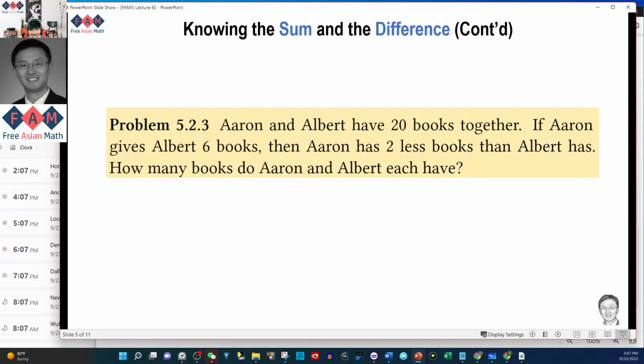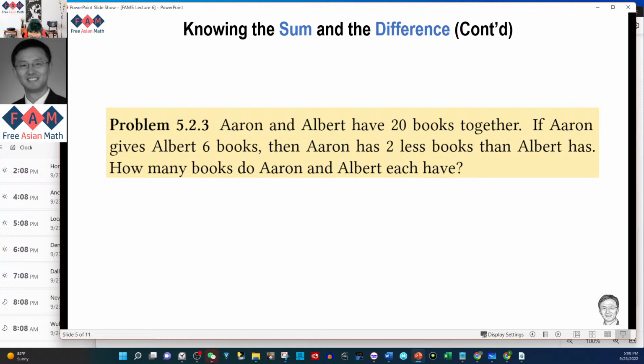So now what is the current situation? They still have 20 books in total, but Aaron has 2 less books than Albert. Of course, this is with the hypothesis. So let's assume this hypothesis is actually there. Now we know this is a straightforward sum and difference problem, right?